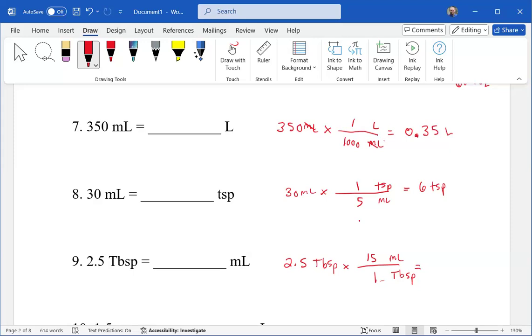All right, so I'm going to take the 2.5 times 15, and I'm going to get 37.5 milliliters. It's already at the tenth, so I don't need to change anything. I'm just going to leave it just like that.